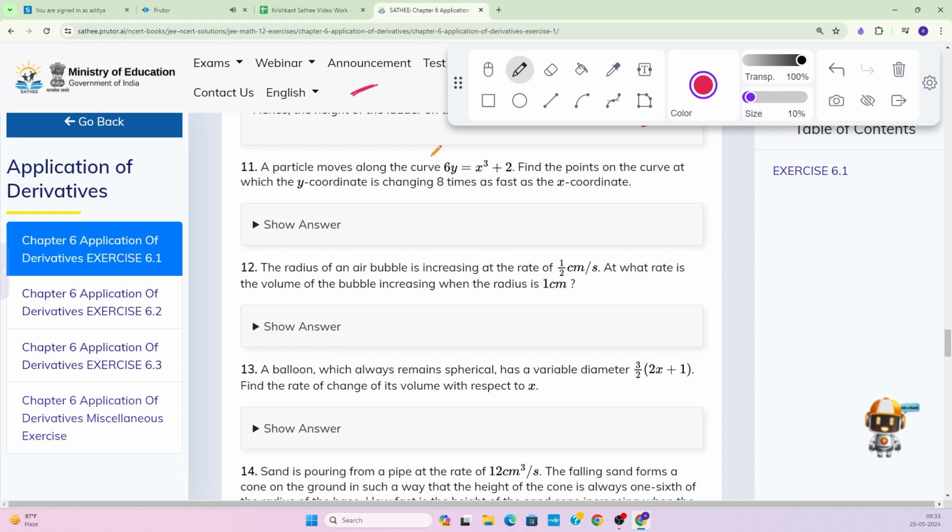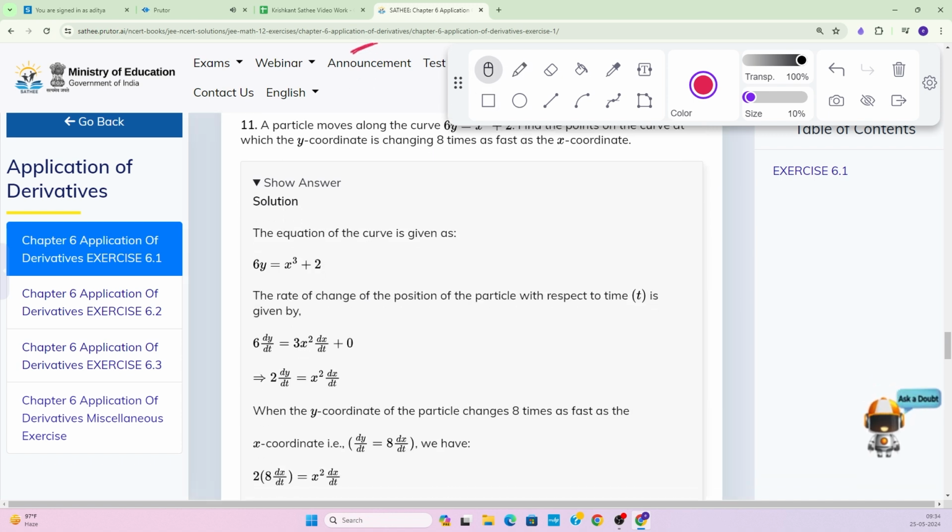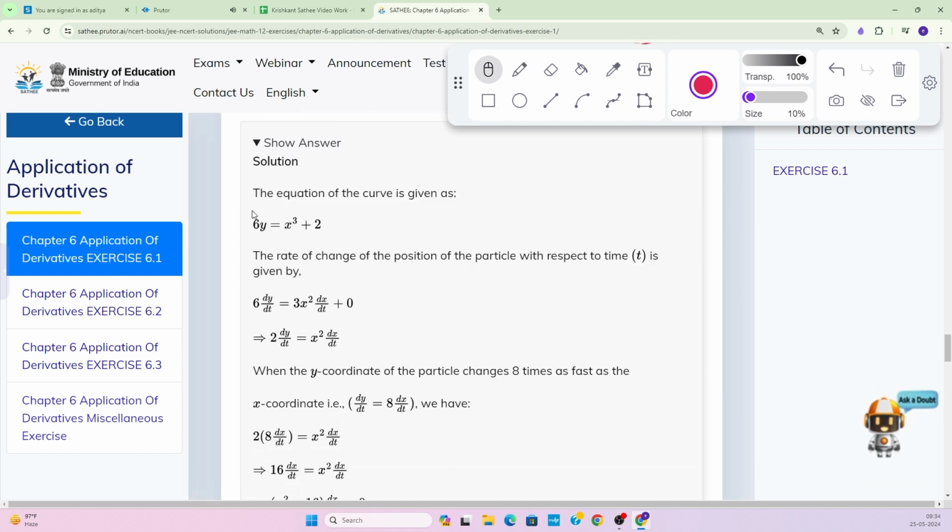So what is given to us? What we want? We want, first of all, to find the point on the curve at which the y coordinate is changing 8 times as fast as the x coordinate. This means you are given that dy by dt is equal to 8 times dx by dt. You are given that information.